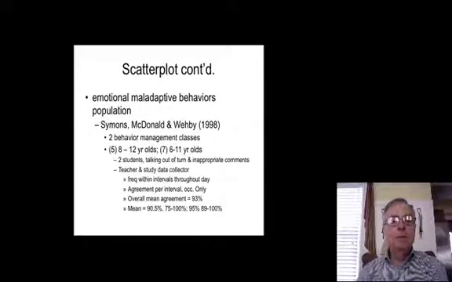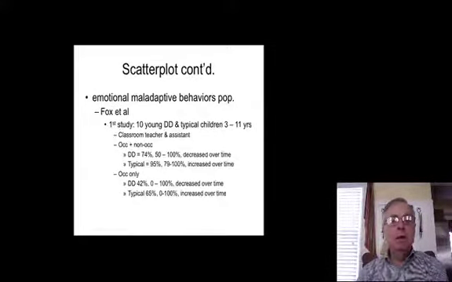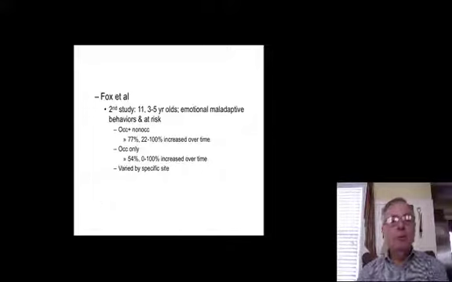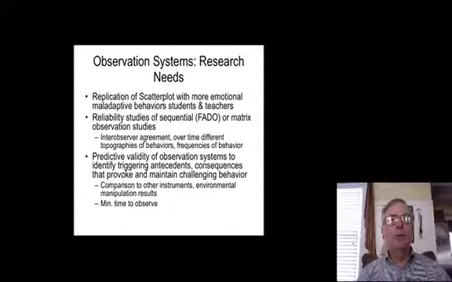Simons, 1998, replicated the study with emotionally maladaptive behavior population and was able to do a good job with that as well. Fox et al. looked at emotional maladaptive behaviors and was able to replicate the study there. So basically what you've got is scatter plots now are something that has been systematically replicated with a variety of different populations, and it's something that we can use no matter who we're trying to evaluate and come up with good data.